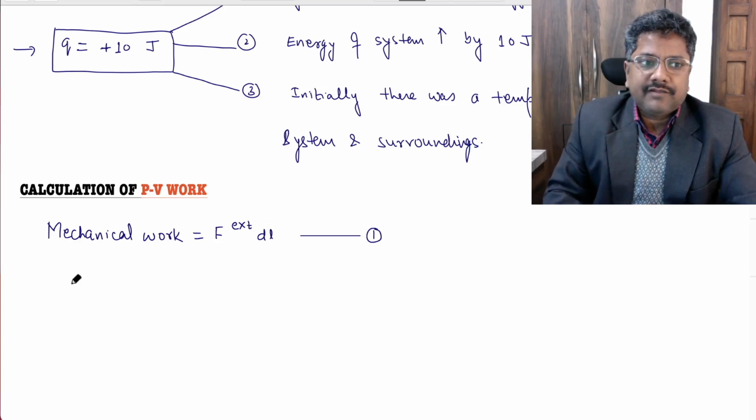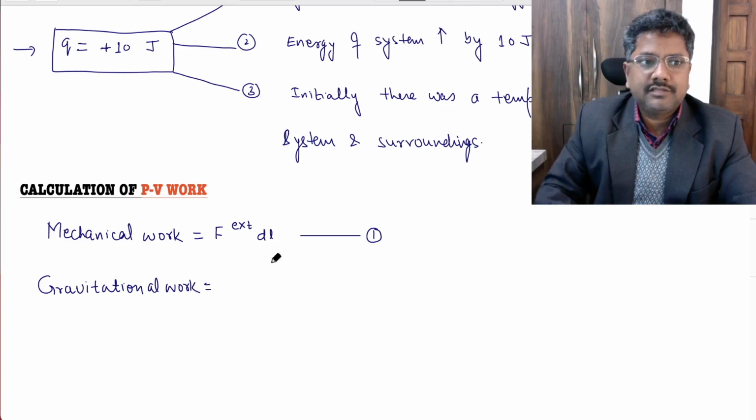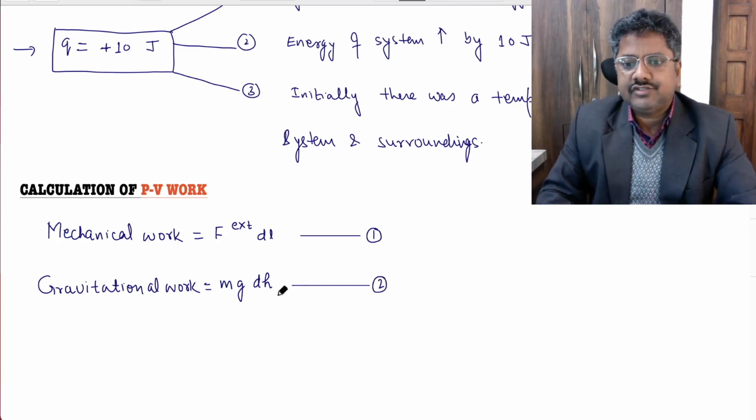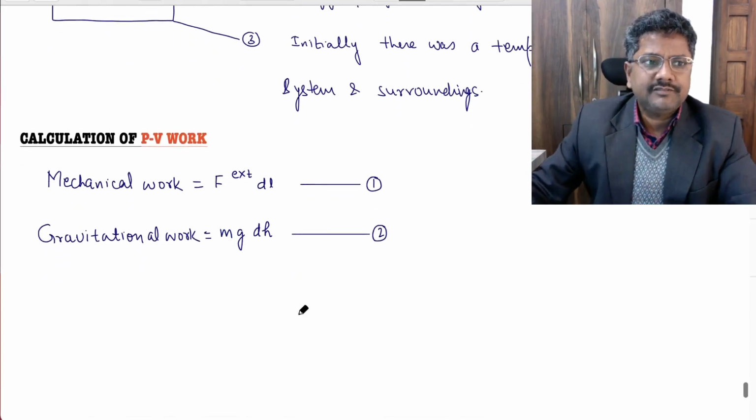Similarly, if you take gravitational work, gravity work is equal to mg dh. So dh is the difference in height between 2 points.